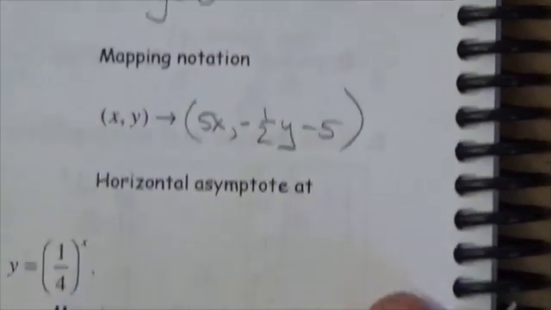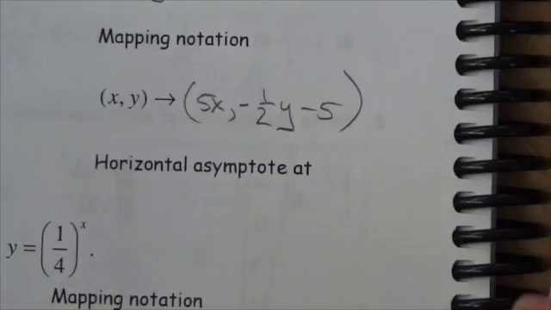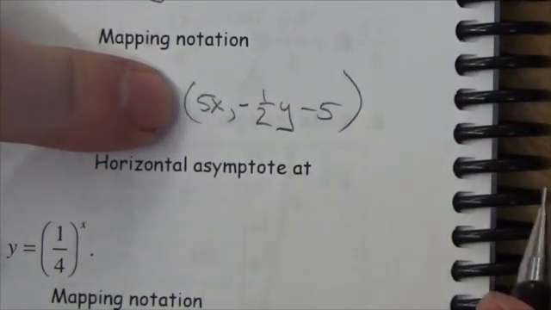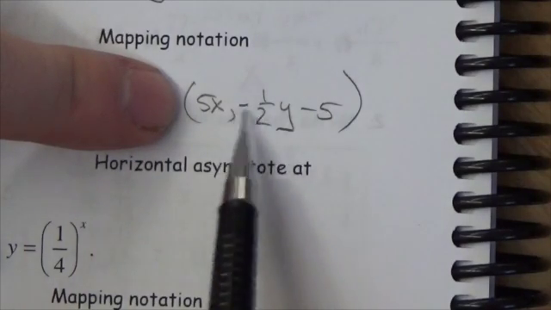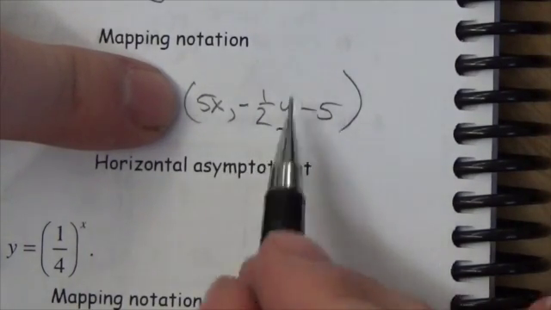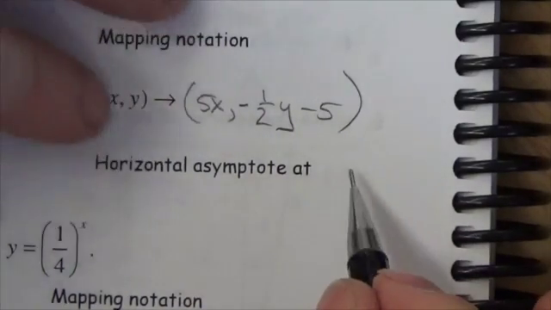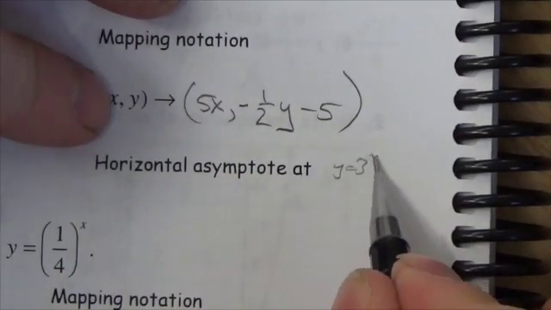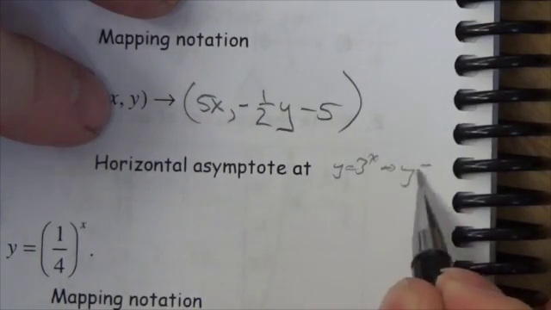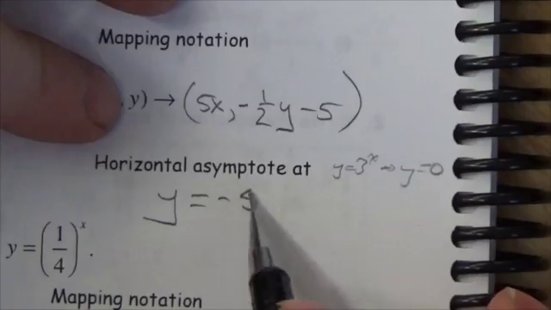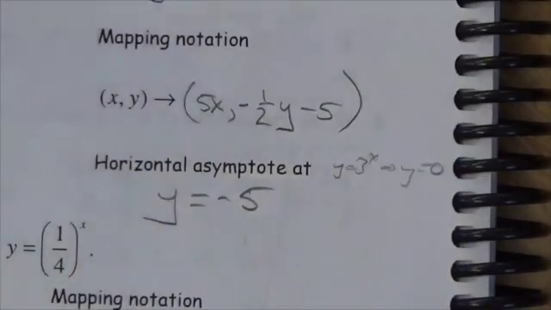How do these affect the horizontal asymptote? Well, a horizontal stretch won't change a horizontal asymptote. Neither will a vertical reflection or a vertical stretch. The only thing that'll change it is this 5 down. y equals 3 to the x is supposed to have the asymptote y equals 0, but it's been moved 5 down, so my new asymptote is going to be y equals -5. That's our horizontal asymptote.